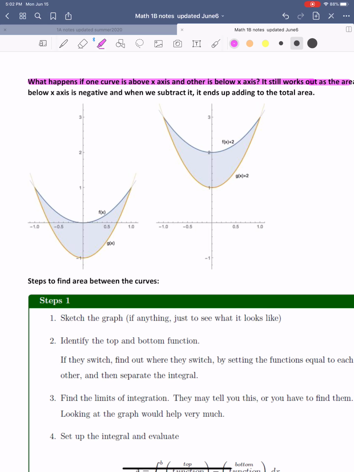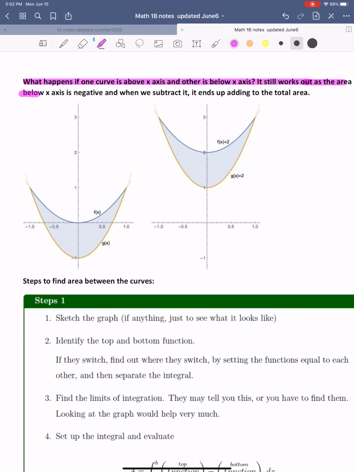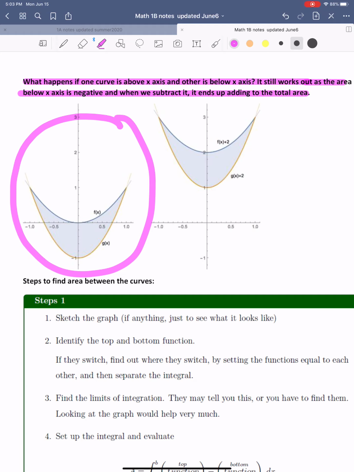Okay, what happens if one curve is below x-axis and the other curve is above x-axis? It still works out as the area below the x-axis is negative, and when we subtract it, it ends up adding the total area. So here's an example. If you have a curve above x-axis, one below, when you're going to subtract, the two negatives will become positive, and we end up adding the areas. So that is okay.